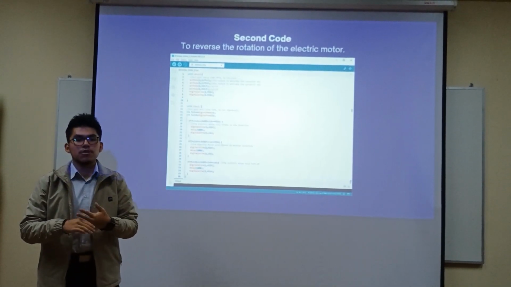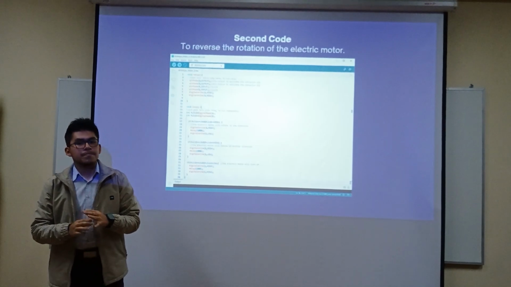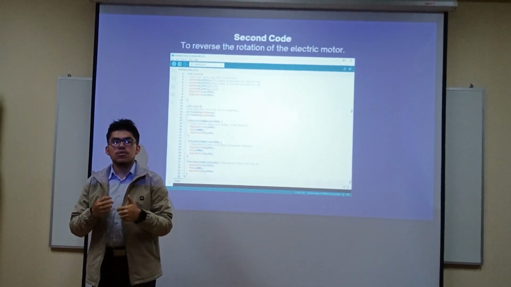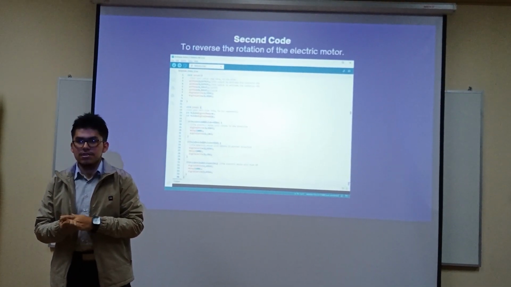If both pulse A and pulse B are pressed, the motor turns off by setting both pins to high. So, these two codes provide a simple yet effective way to control our three-phase motor, allowing us to start, stop, and reverse its rotation using Arduino.